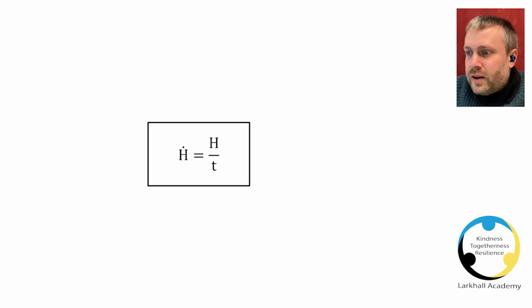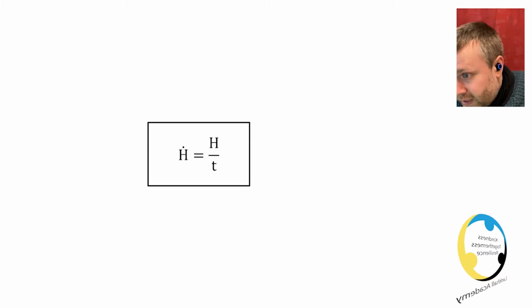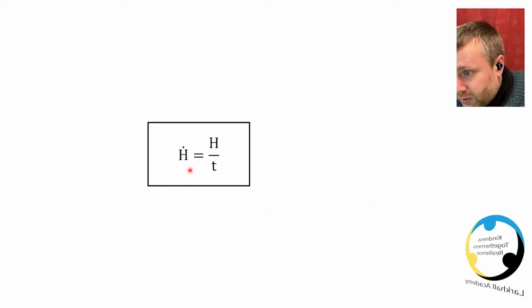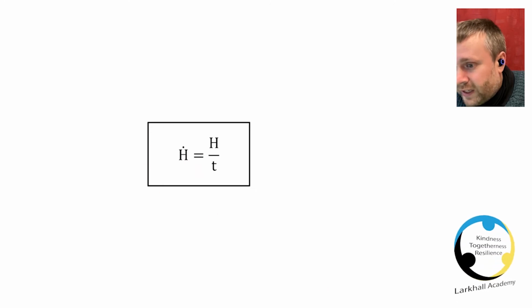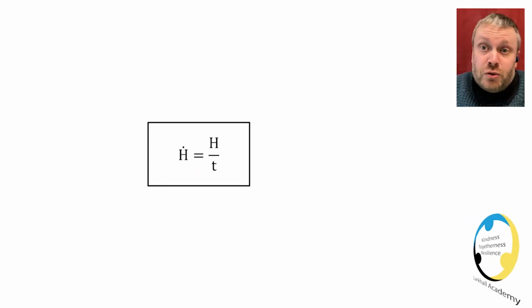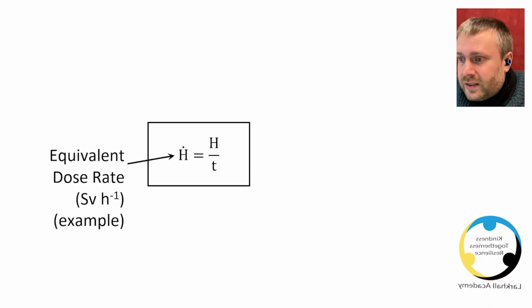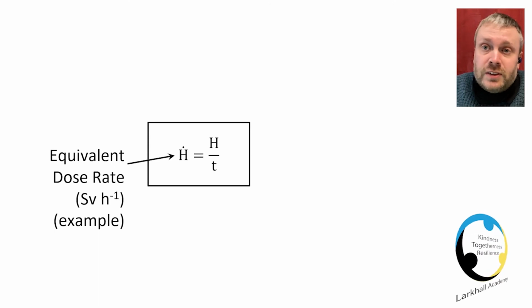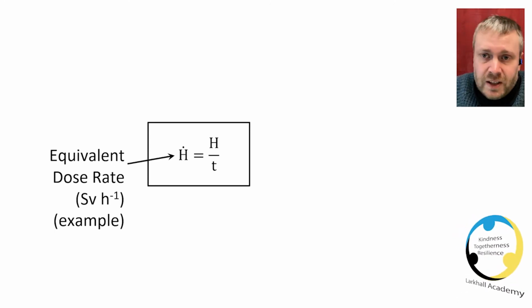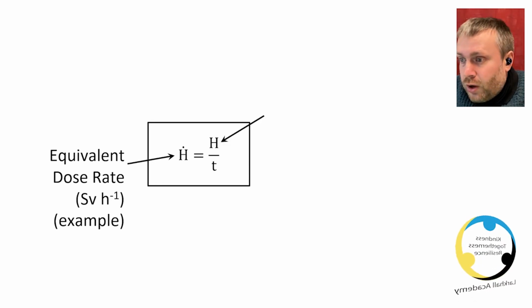So our equation then for equivalent dose rate, this little figure here, H dot, see the dot above here is very important. H dot means equivalent dose rate, okay, that little dot above just means rate. It's a mathematical term. So this is equivalent dose rate, and I've just used sieverts per hour as an example here. That could be, as I said before, sieverts per second, sieverts per minute, sieverts per year, whatever you've measured your time in.